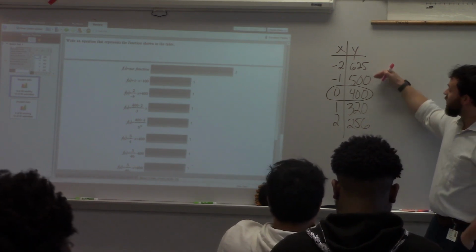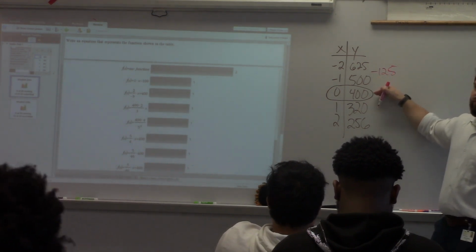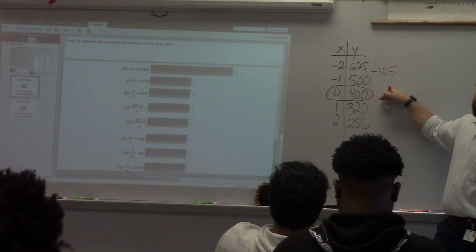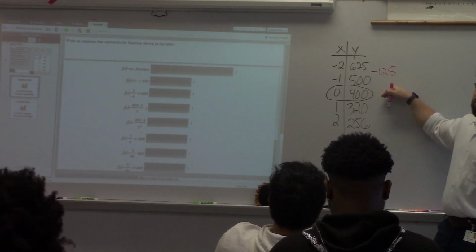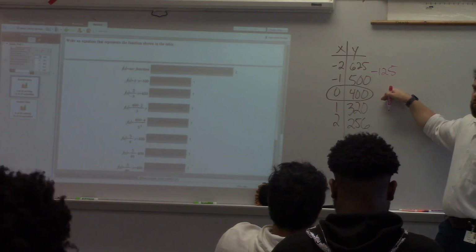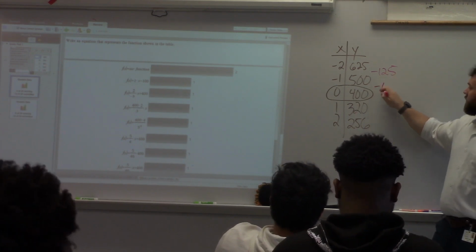To go from 625 to 500 is minus 125. To go from 500 to 400, Shikai, are you engaging in this? Because you said you didn't know the rate of change. So, 500 to 400.